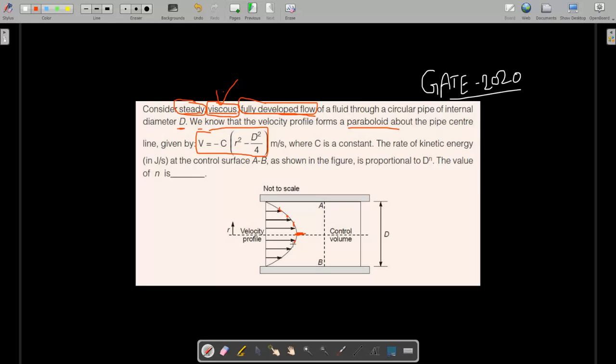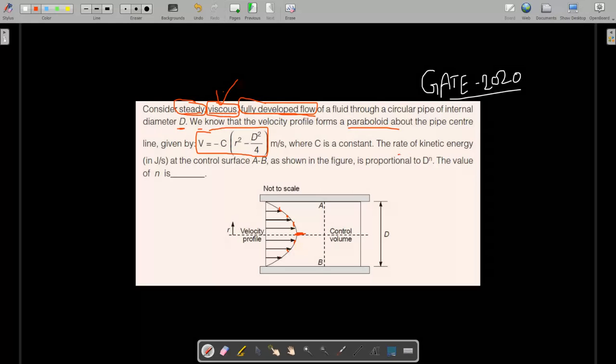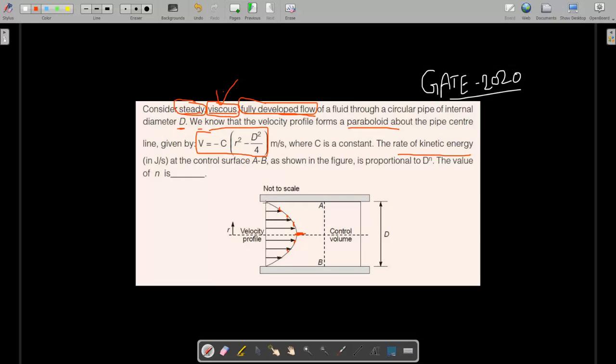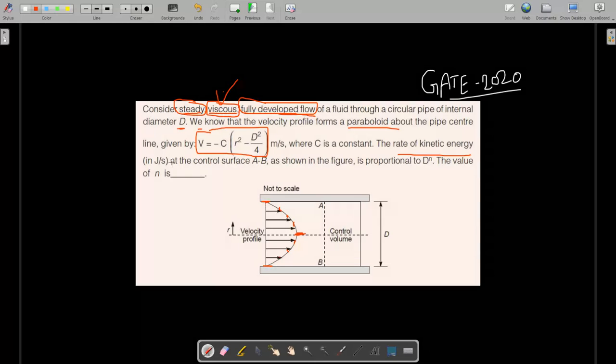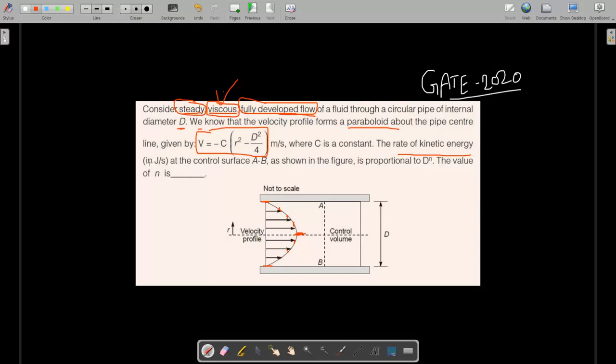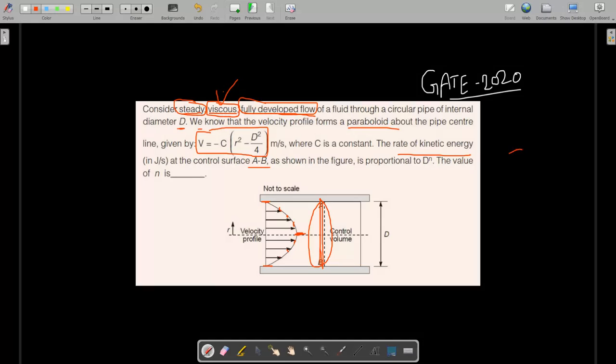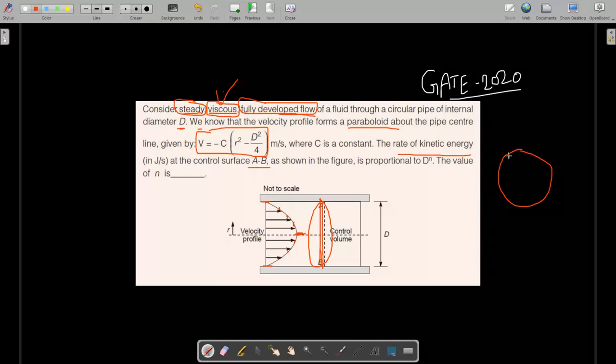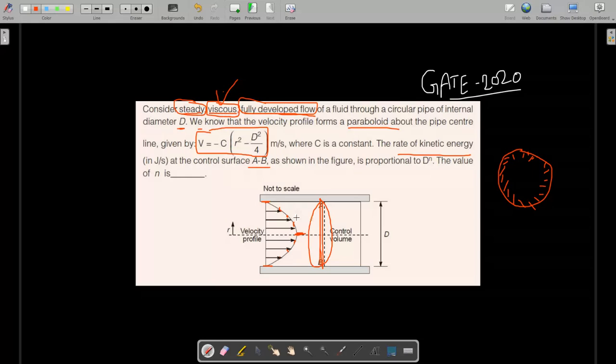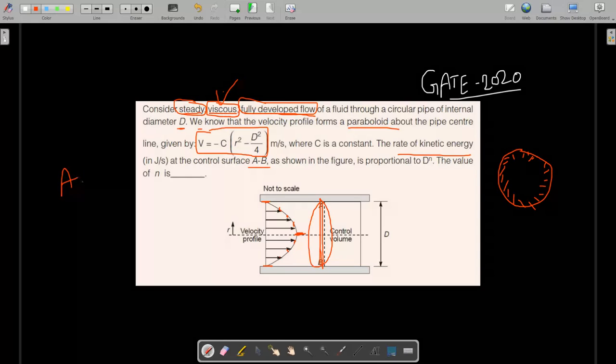So we have to derive a general kinetic energy equation, because the rate of kinetic energy is also changing from the center to the wall surface. We have to determine the rate of kinetic energy in the control surface AB. That means this whole surface, or you can say the wetted perimeter. If you see the cross section like this, the cross section area is the free flow area.